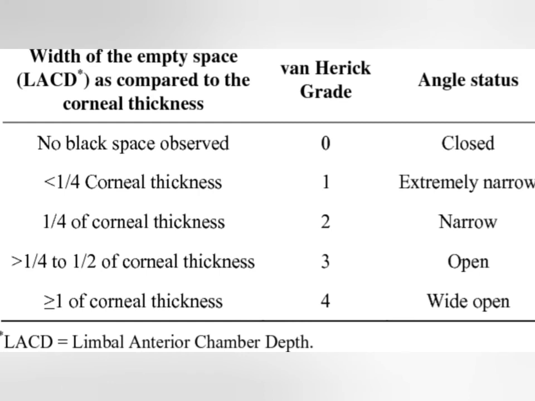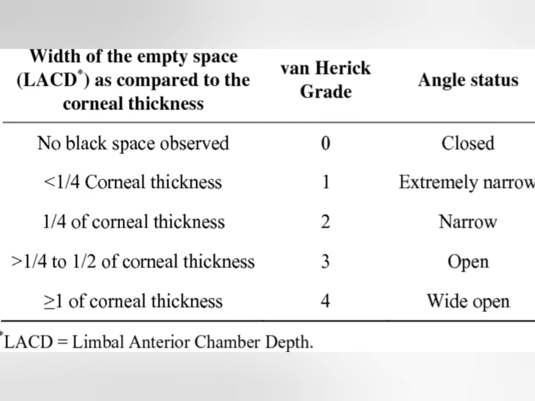This is the Van Herick grading. I already uploaded a dedicated video on Van Herick grading. If you didn't watch that video, go and watch it so that you will understand it nicely. But here I am also telling. During Van Herick grading, you make the optic section, place the slit on the extreme periphery, and compare the peripheral anterior chamber depth with corneal thickness.